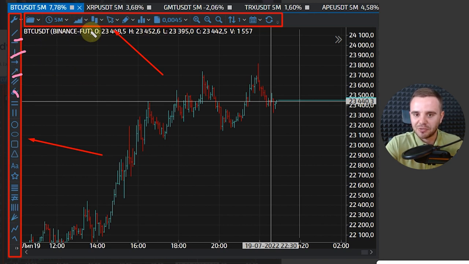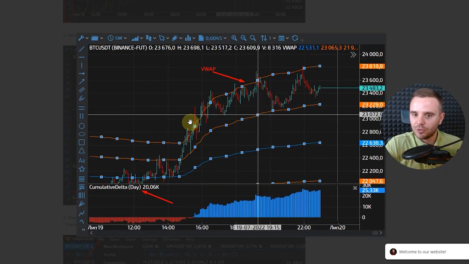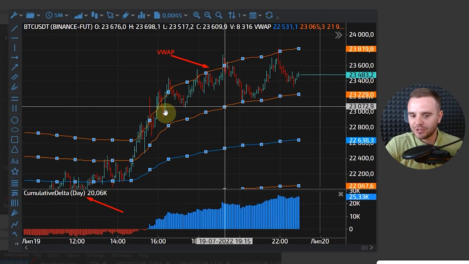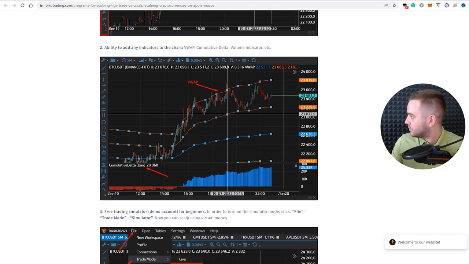You can use different types of charts. You can choose different timeframes. For example, you can watch a chart for many years. Also, you can add a lot of different indicators, for example VWAP, volume weighted average price, cumulative delta, and many other indicators that will be especially good for you.